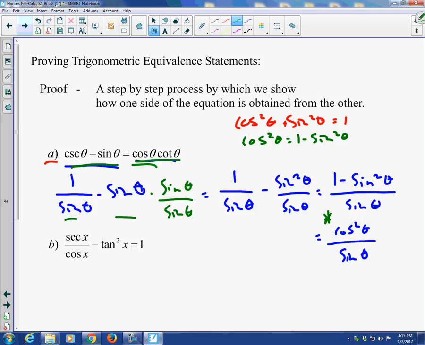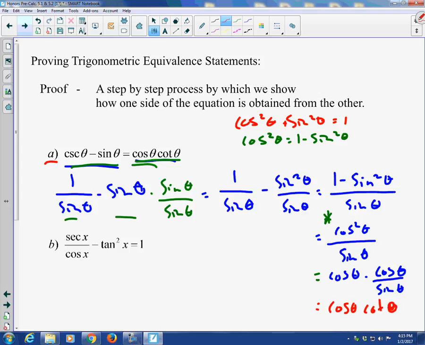I've got cosine squared in the numerator here. So I can say if I factor out a cosine from my numerator, I'm going to have that multiplication of cosine times cosine theta over sine theta. And with our cosine theta over sine theta, we've got cosine theta times, and cosine theta over sine theta is cotan theta.